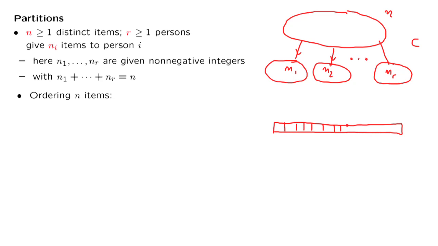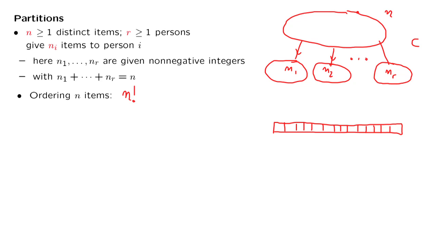Of course, we know in how many ways this can be done. Ordering n items can be done in n factorial ways. This is the count of the number of permutations of n items. But now let us think of a different way of ordering the n items, an indirect way. It proceeds according to the following stages.